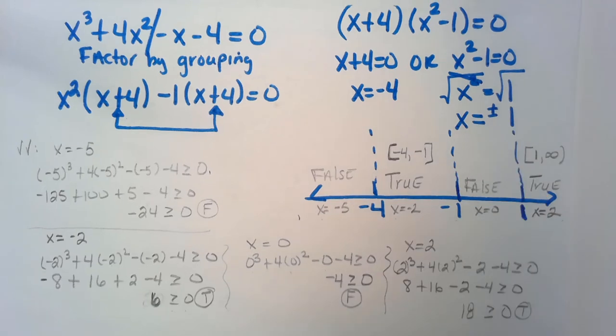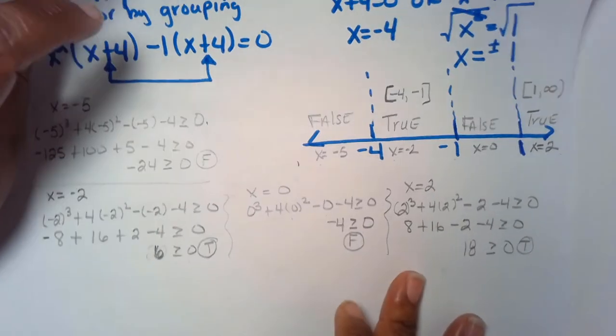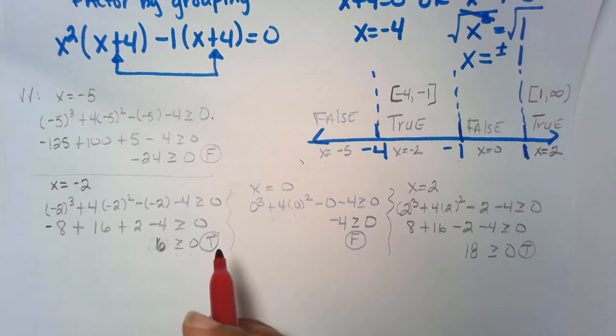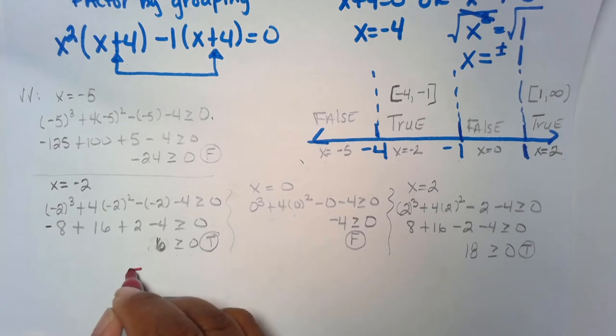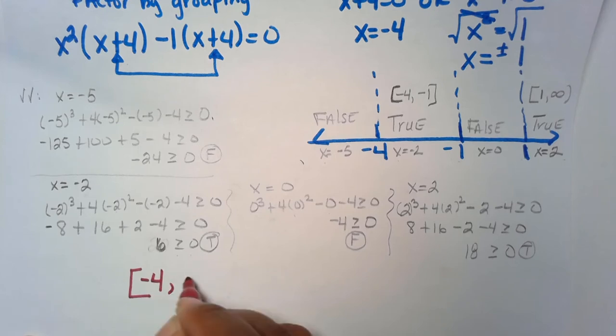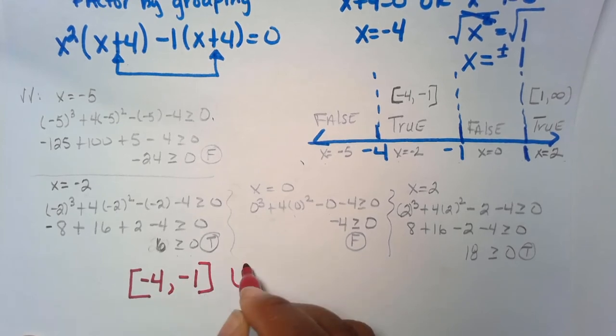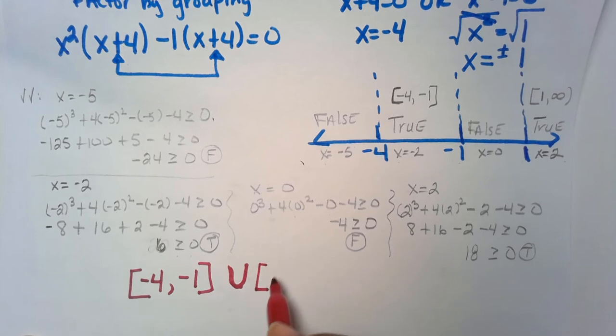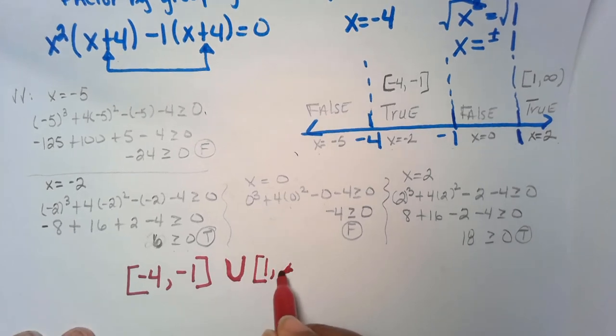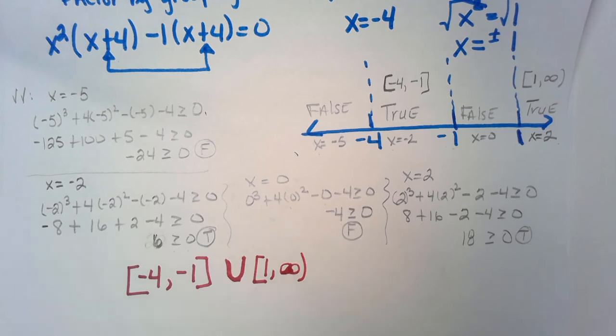Now, let's write our final answer all together. And that is the bracket -4, comma, -1, close bracket, union, open bracket 1, comma, infinity. There we go.